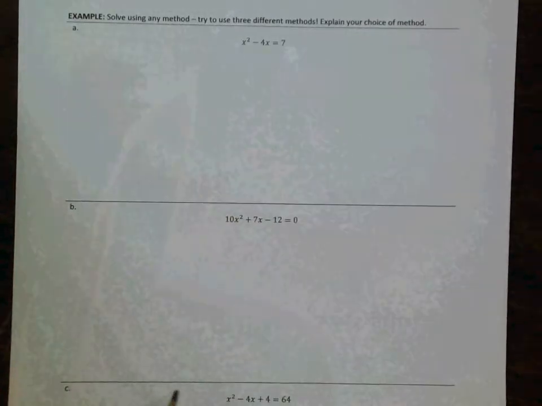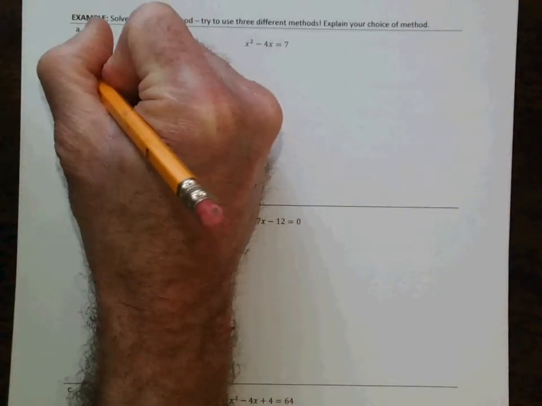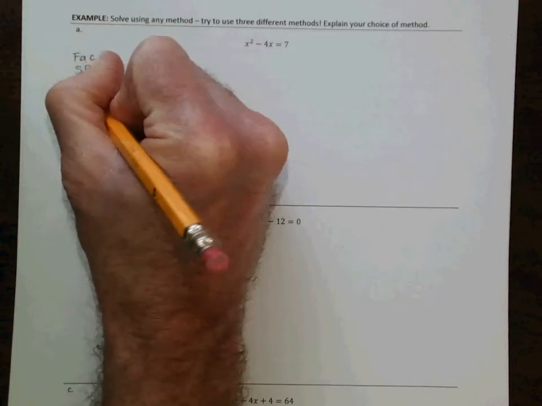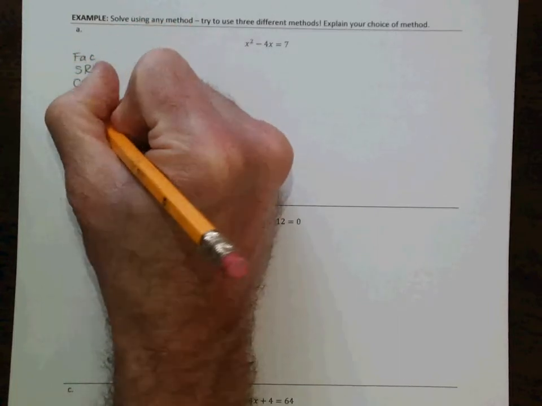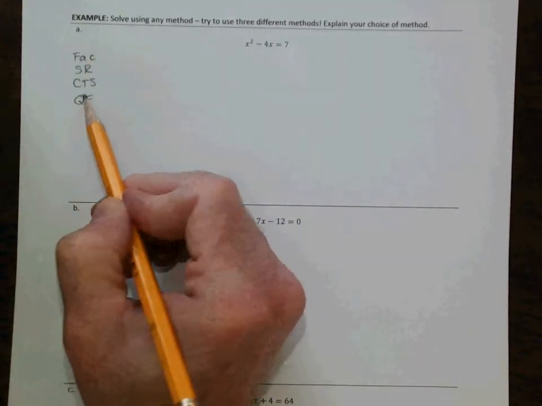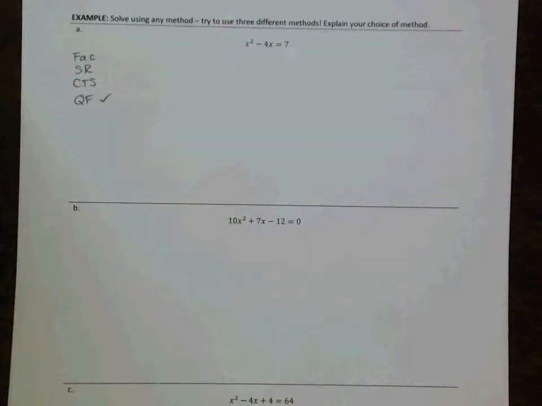In this video we're going to look at a quadratic equation. So all of the methods that we have, and I'm not going to use graphing for any of these, all of the methods we have: factoring, square roots, completing the square, and the quadratic formula. I'm just going to go through which ones would work. Quadratic formula always works, so you can always check it off.